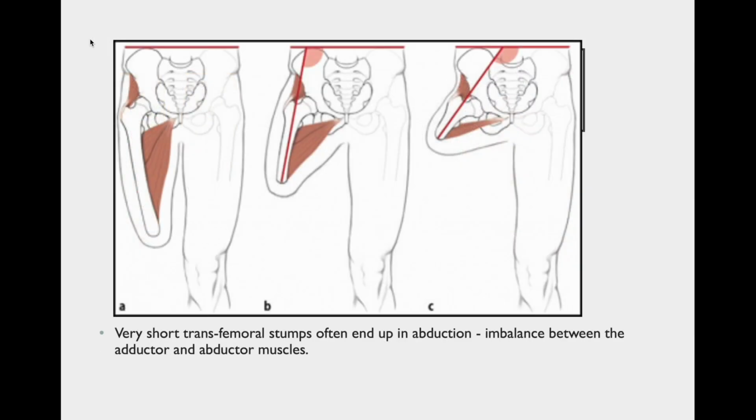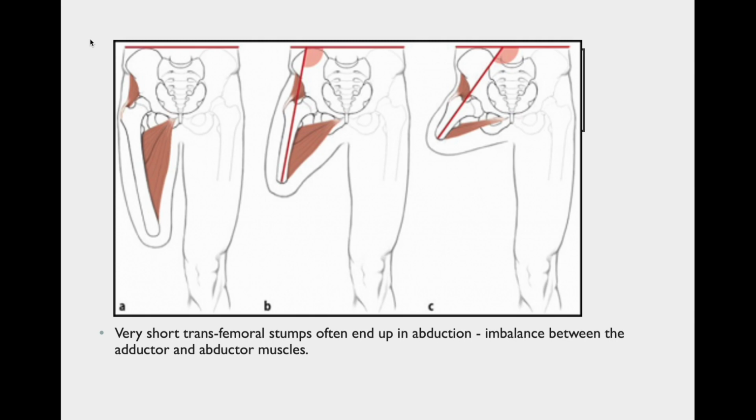So here we are looking at the thigh abductors and the thigh adductors. Very short transfemoral stumps often end up in abduction, and that's because of the imbalance between the adductor and the abductor muscles. As you can see, as the amputation becomes more and more proximal, you lose more attachment of the adductor muscles, and you end up with a stronger abductor pull.